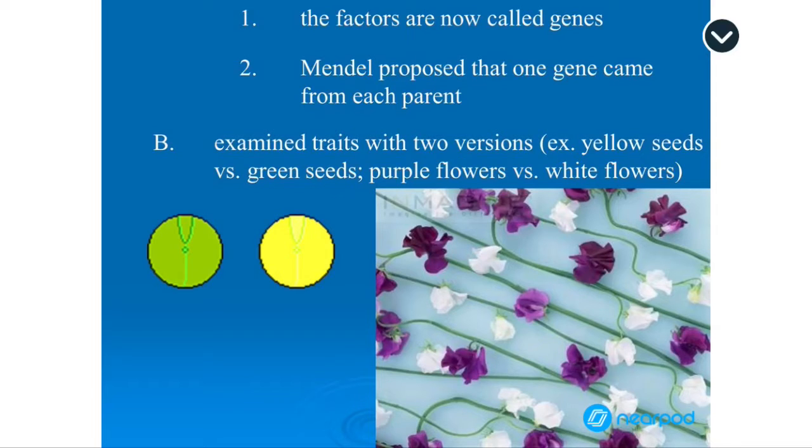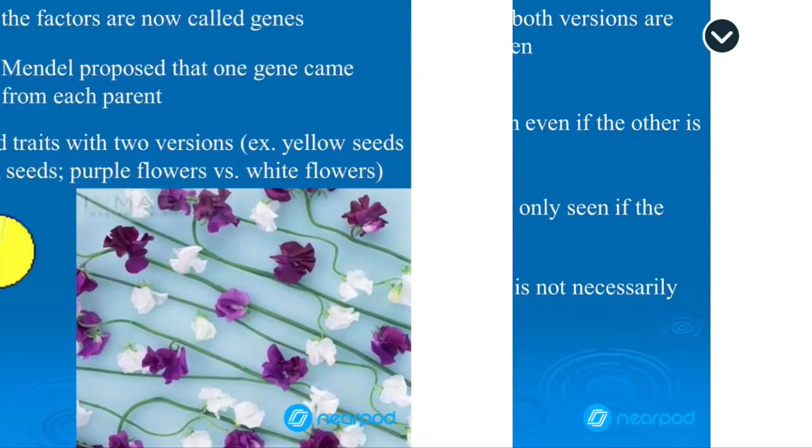So Mendel proposed that one gene came from each parent. And all the traits that Mendel looked at had exactly two versions: yellow seeds or green seeds, or purple flowers versus white flowers. And the only reason that he was able to determine what he did was because he chose traits that had exactly two versions. A lot of human traits have multiple versions. A lot of other organisms have multiple version traits. All of Mendel's had exactly two.